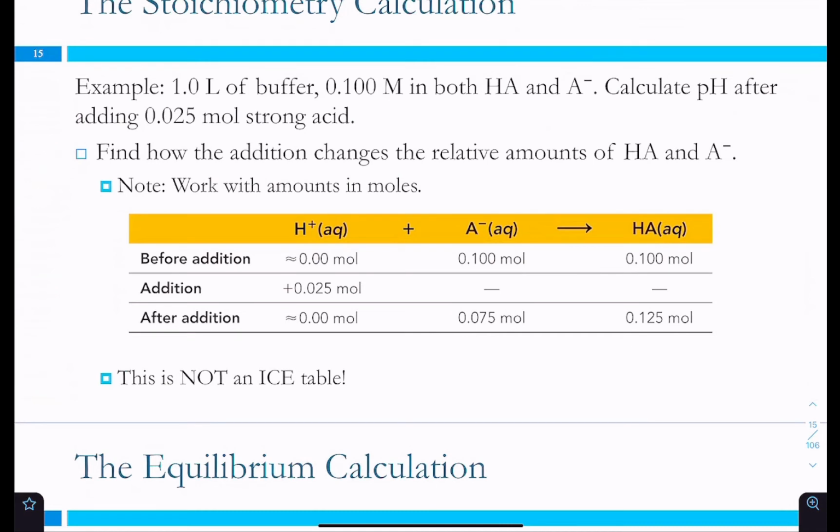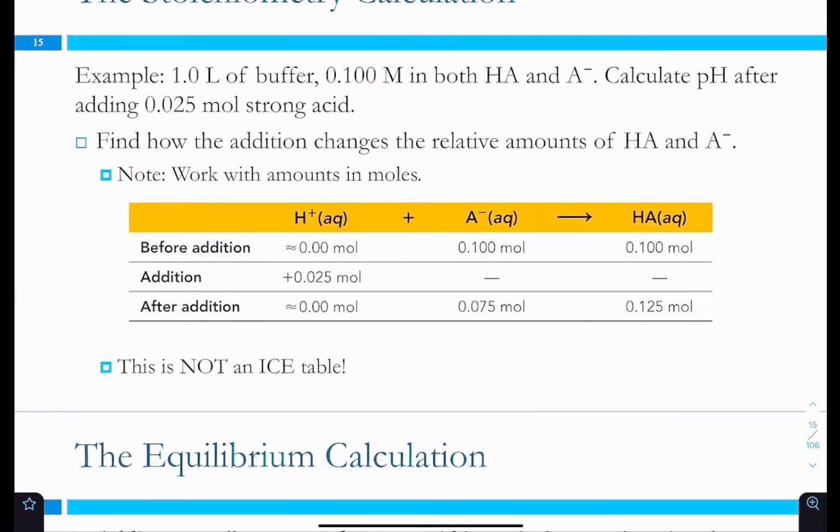So when we're doing the stoichiometry calculation, if we take something like a buffer here, and we've got 0.1 molar in both the acid and the conjugate base, we'll calculate the pH after adding 0.025 moles of strong acid. The first thing you have to do is make sure you calculate everything in moles, because this is stoichiometry, not an ice table. So this is 0 moles of strong acid, 0.1 moles of base, and 0.1 moles of weak acid. So we add in 0.025 moles. That's going to get consumed, so it'll go back to about 0, and it gets neutralized by the base. So this conjugate base gets used up a little bit.